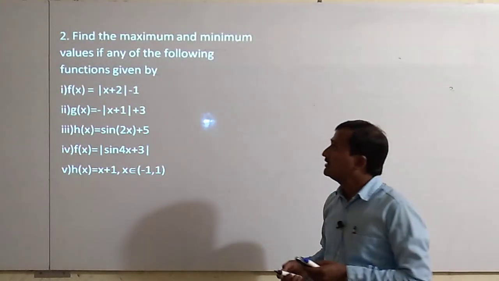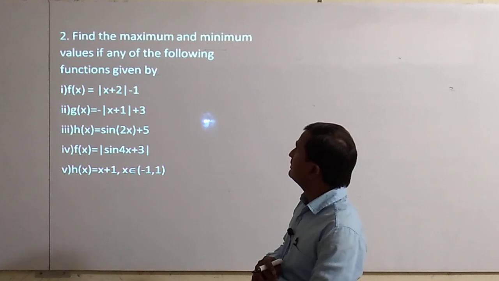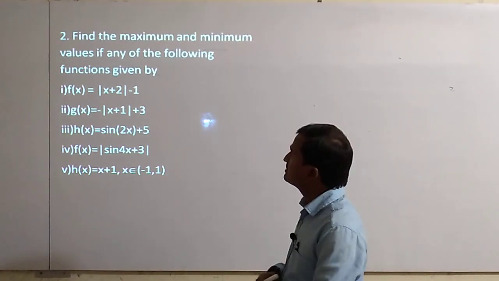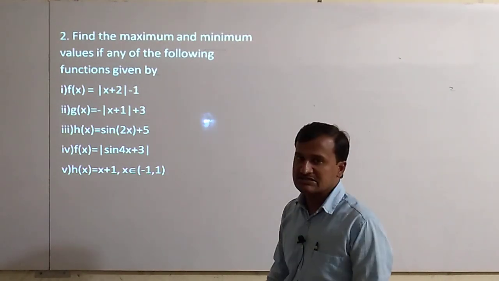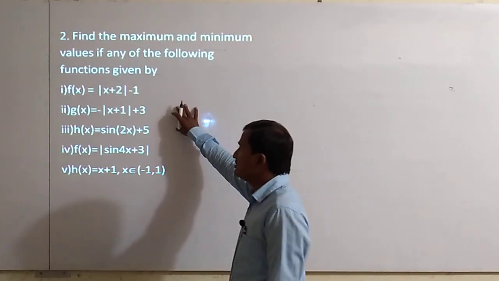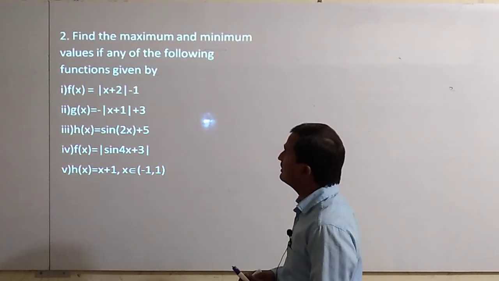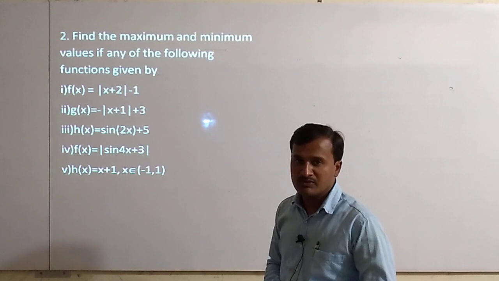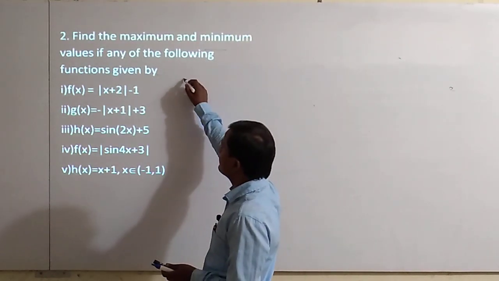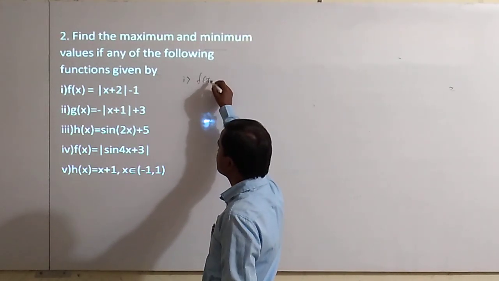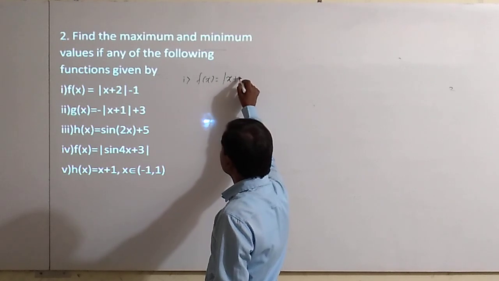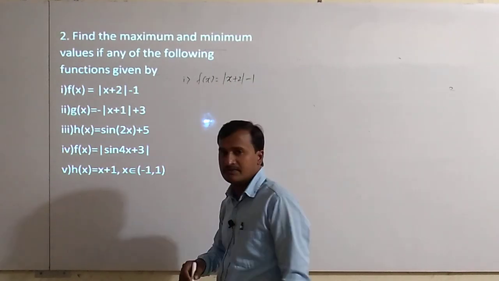Next, find the maximum and minimum values, if any, of the following functions given by. For all these functions, again we have to find the maximum and minimum values, right? So the first one is f of x equal to mod of x plus 2 minus 1, right?